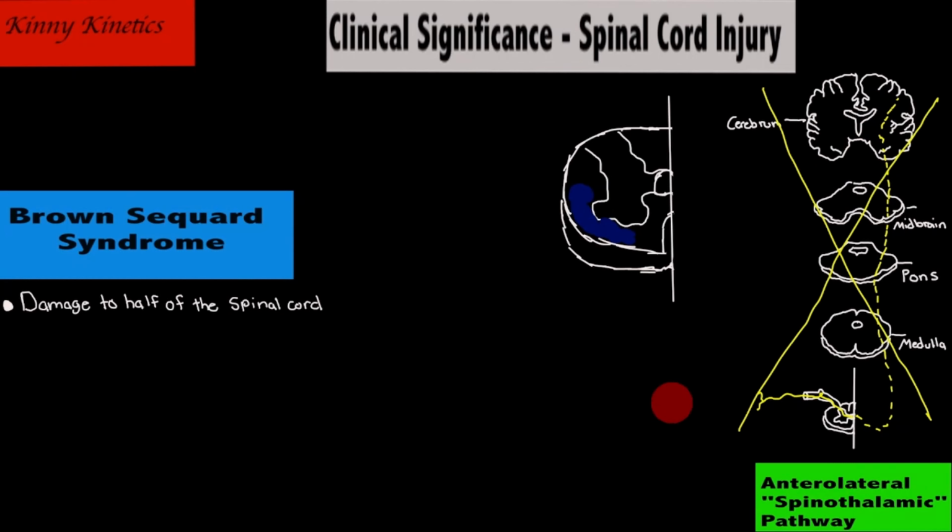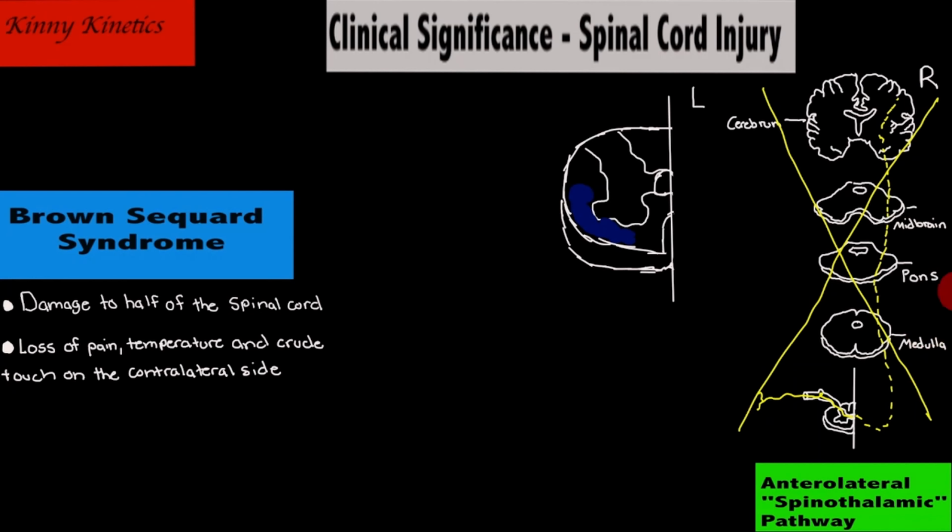Since we know the information crosses over in the spinal cord and gets processed on the contralateral side, this means that the person will have loss of pain, extreme temperature, and crude touch on the opposite side since the information can no longer get processed. So since the signal's coming in from the left side, and typically it crosses over to the right side and gets processed on the right side of the brain, that can't happen anymore. So the person will have loss of pain, temperature, and crude touch on the opposite side of the body.